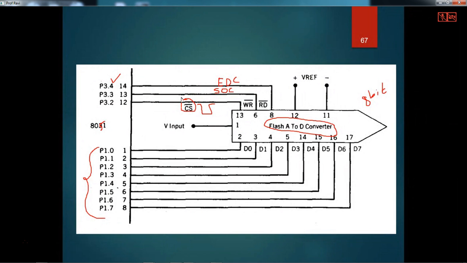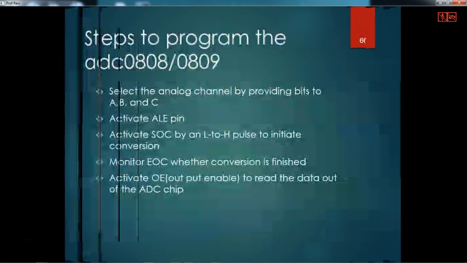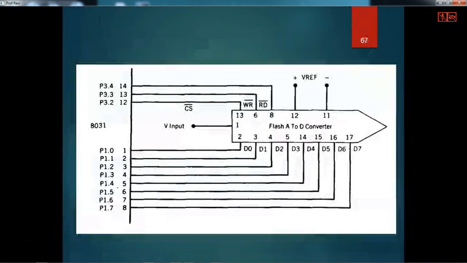When it is made 0, so clear means this will be made 0. When this is made 0, this pin is the chip select. So when chip select is active, then that IC is selected now. That is the first step. That is, clear P3.2.